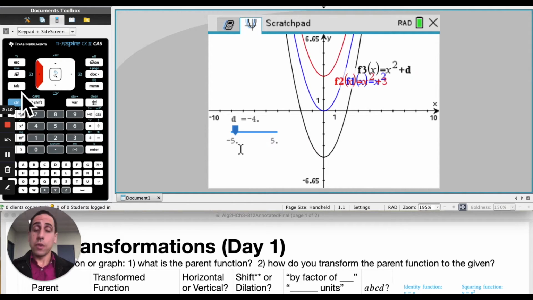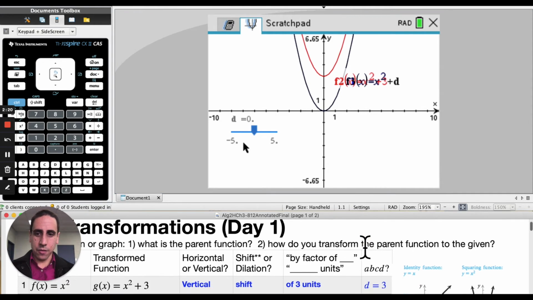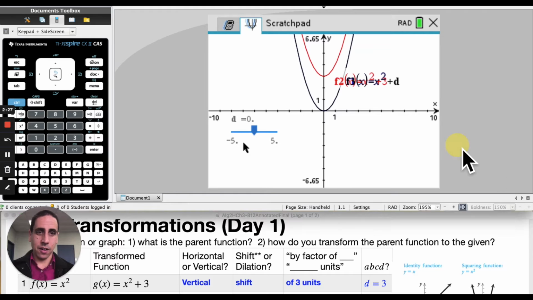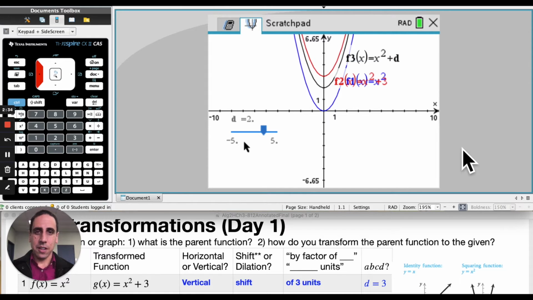transform function. When you change the value of d, then you change the height of the transform function compared to the original parent. And that's why you can say that on the first line we're going to have a vertical shift of 3 units. It's vertical because it's moving up or down, as you can see here. It's the same shape, so we'll call that a shift. Other textbooks and other places will call it a translation, and that's fine too, but I think shift is just easier. Shift and translation are used interchangeably a lot in math.